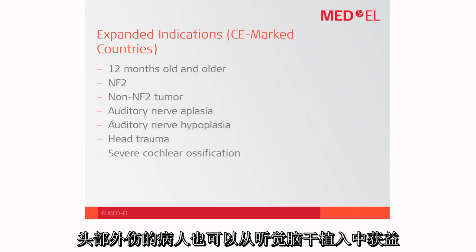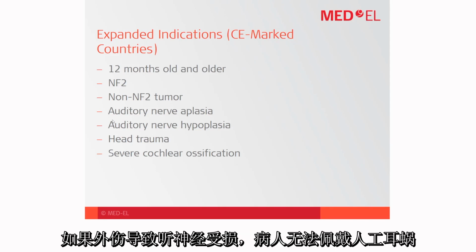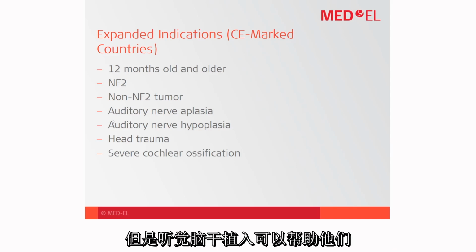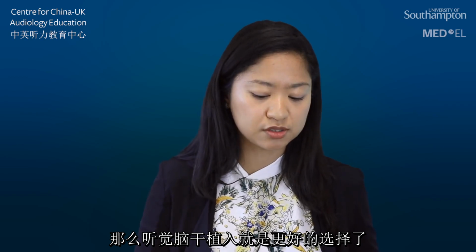Patients who have head trauma can also benefit now from an ABI. If the head trauma caused a fracture that affected the auditory nerve, then patients who might not have been good candidates for a cochlear implant can now use an auditory brainstem implant. And also patients who have severe cochlear ossification. This means that an electrode array cannot be inserted into the cochlea because the cochlea is ossified, and so an ABI would be a good choice for these patients.